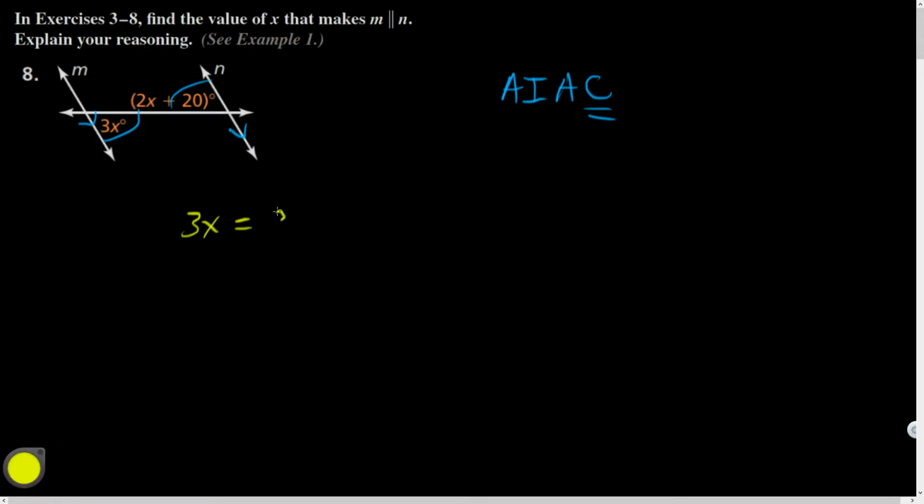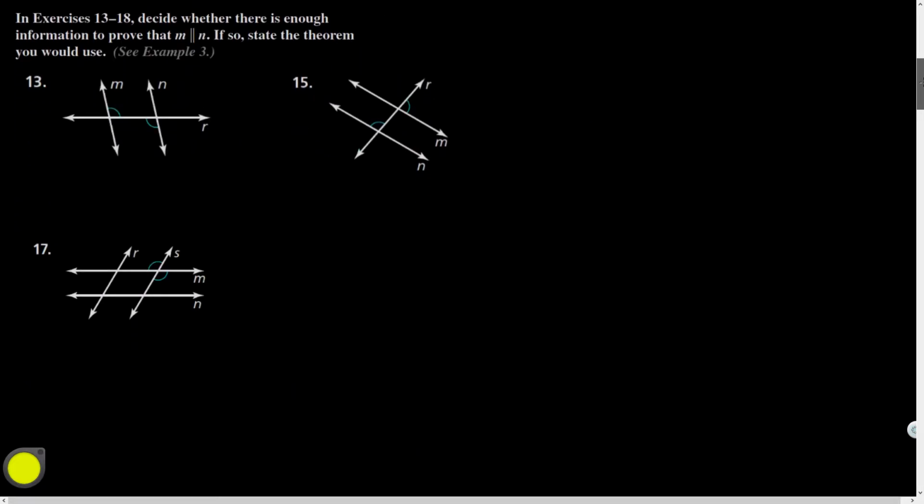So when 3x equals 2x plus 20, those two things will be congruent. Subtract 2x from both sides, I would get x equals 20. And I'm donezo. So when x is 20, then the lines are parallel. Right? Right? All right, G-Amigos, let's keep cruising. This is a speed run after all.